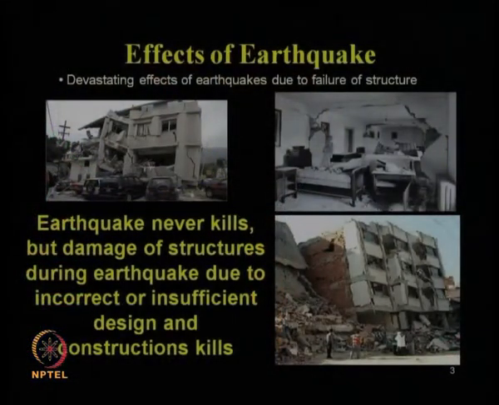So, we have seen the various effects of earthquake, like devastating effects of earthquake due to failure of structures like this, which all of us are aware about. And one thing we have observed or discussed, that earthquake never kills, but the damage of these structures during the earthquake, that finally kills. And why did this damage of the structures occur during an earthquake? Either because of incorrect design and construction or insufficient design and construction to withstand these earthquake forces.